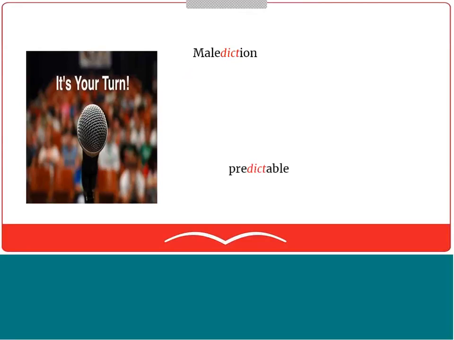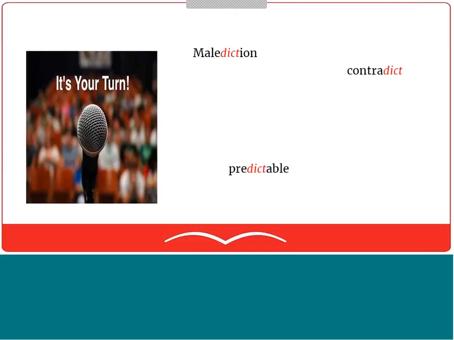Predictable. What does the prefix pre mean? So what can predictable mean? Doing what in advance, Rishi? Pre means in advance. Fantastic. So what is predictable, as we know it? Fabulous. To foretell, saying about the future. Very nice. Let's move on to another word.